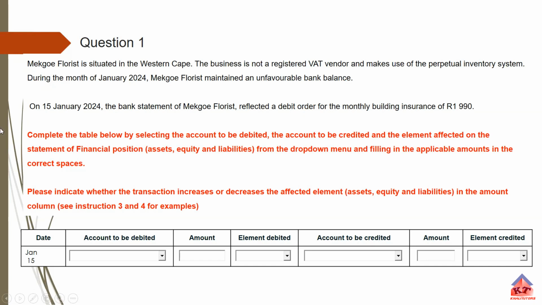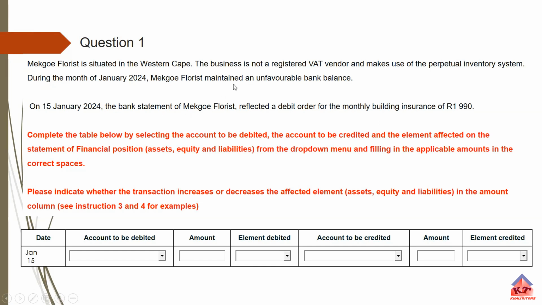So the instruction reads as follows. Complete the table below by selecting the account to be debited, the account to be credited, and the element affected on the statement of financial position from the drop-down menu and filling in the applicable amounts in the correct spaces. Please indicate whether the transaction increases or decreases the affected element in the amount column. So if it decreases the affected element, we use a negative sign. If it increases the affected element, we do not use any sign. So given this statement, let us identify the accounts that are affected.